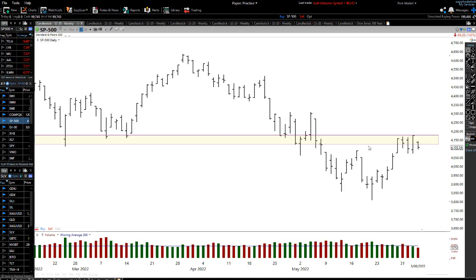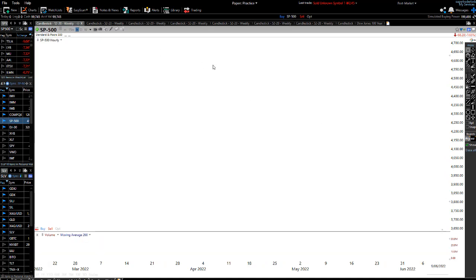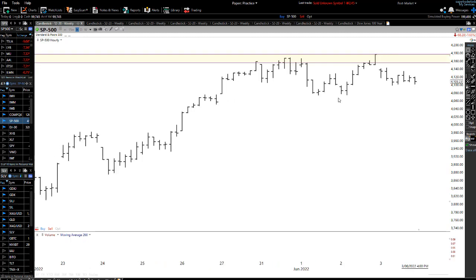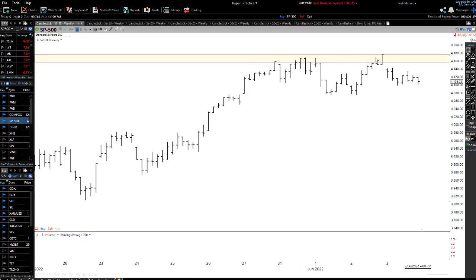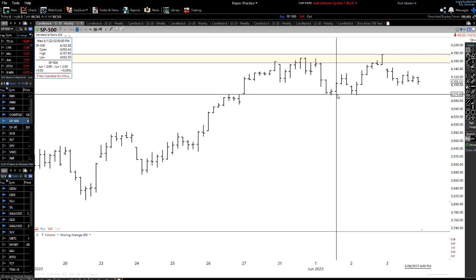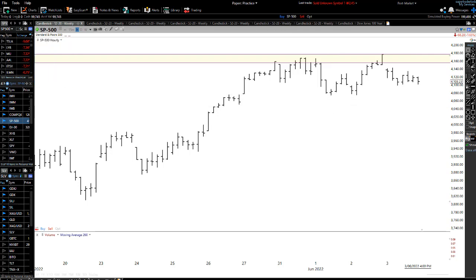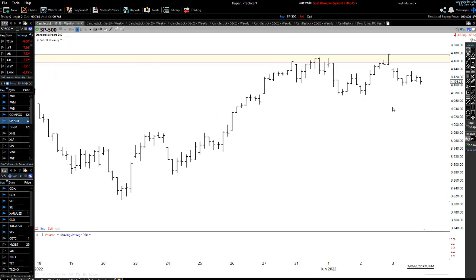As you can see, we're actually right at that level of resistance now. So if we go have a look at, say, the hourly chart, we can see that the market's actually made a bit of a double top through here, and that'll be the neckline. So if the market does start to break this neckline, we're probably going to start to see a movement on the downside a lot more.